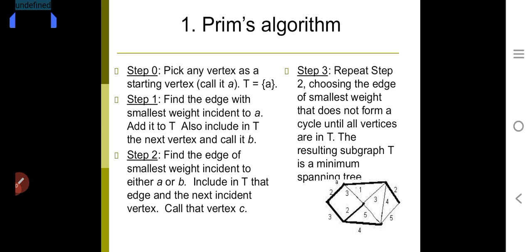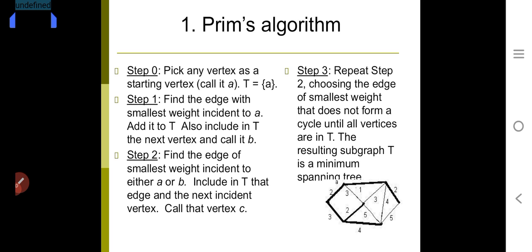First, we make a graph G. Then, how to find the minimal spanning tree? First, we select a vertex and name it A, and make a set T equal to A. Then we select the smallest weight incident on the selected vertex and join it to vertex A. We name it B. So we have the set T equal to AB.